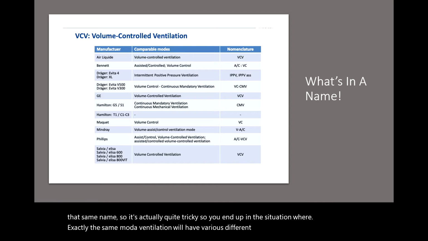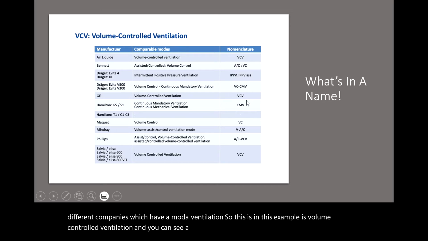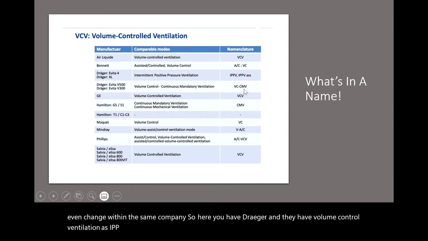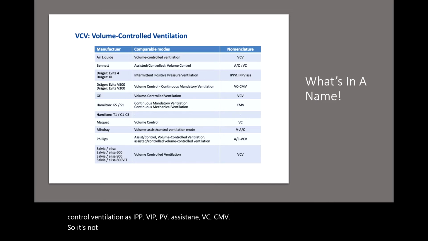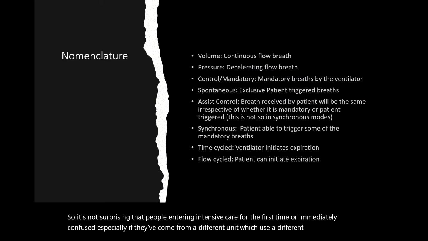So here are 7 or 8 different companies which have a mode of ventilation. In this example, it is volume controlled ventilation, and you can see a whole array of different names, and those names can even change within the same company. So here you have Draeger, and they have volume controlled ventilation as IPPV, IPPV assist, and VC-SIMV. So it's not surprising that people entering intensive care for the first time are immediately confused, especially if they've come from a different unit which used a different company to supply their ventilators.